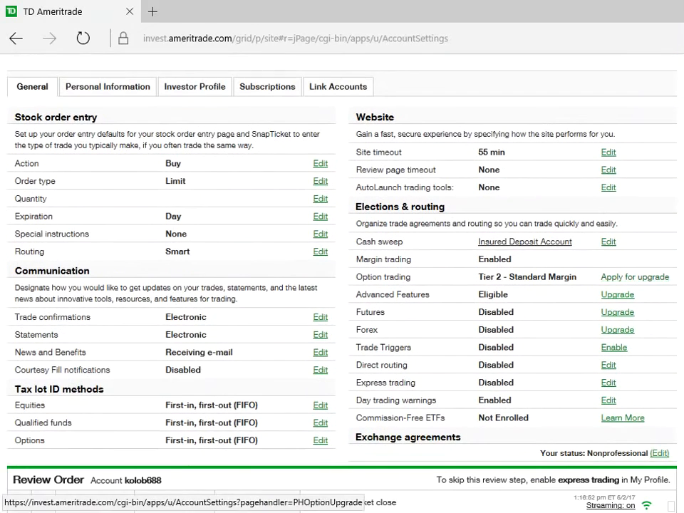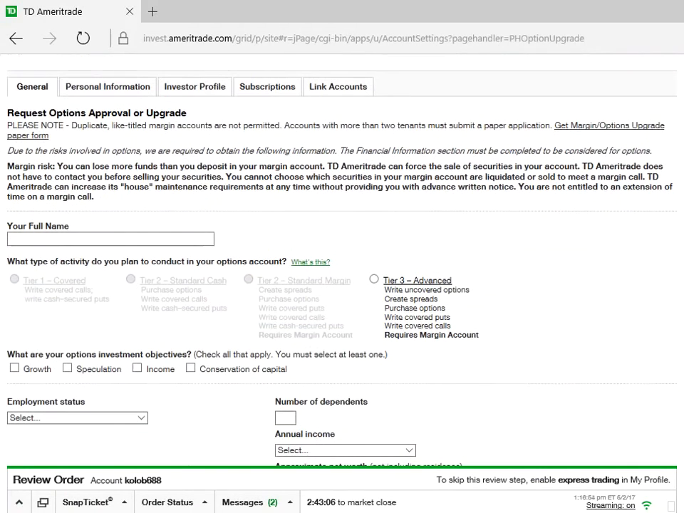Okay, so again, apply for upgrade, and here you go. Okay, you're writing cash secured puts, the keyword being secured. When you are writing covered calls, the keyword is covered. Okay, and the reason why it's covered is because you own 100 shares. Well, in the case of puts, you have the money sitting in your account just in case the value of the stock goes below the value of the put option that you can sell your stock at.